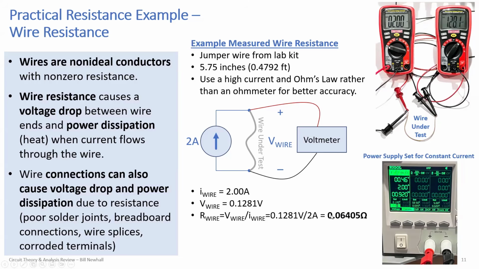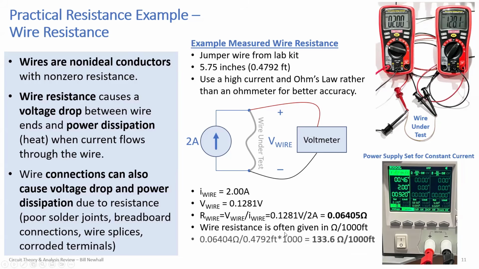Many voltmeters would have a hard time measuring that and distinguishing that wire resistance from the resistance of the test leads. Okay, and typically wire resistance is given in ohms per 1,000 feet. So how much would that be in ohms per 1,000 feet? It would be 133.6 ohms per 1,000 feet. Okay, and that's far from ideal, right? 133.6 ohms per thousand feet is not ideal.